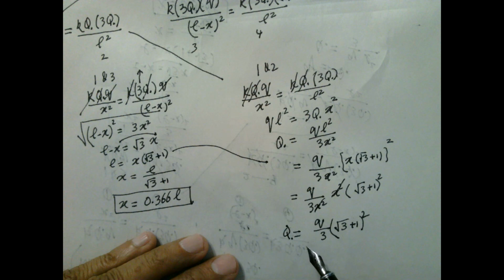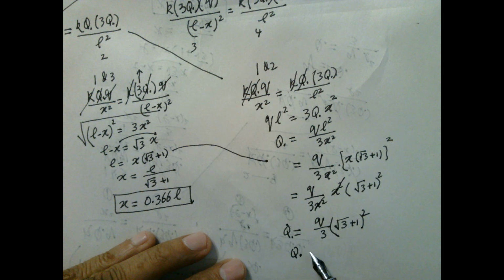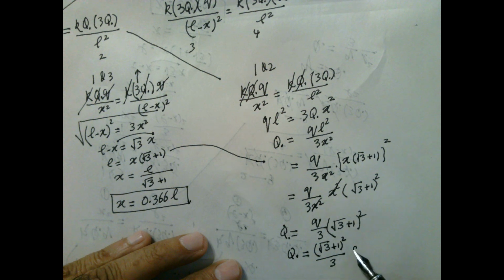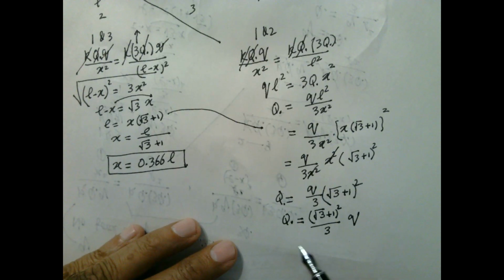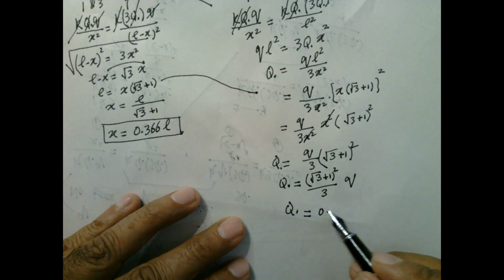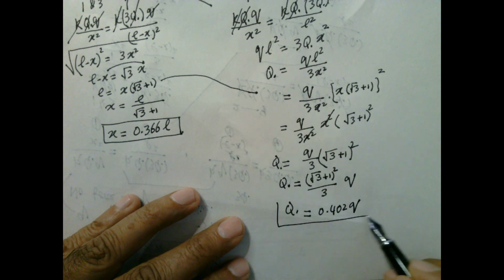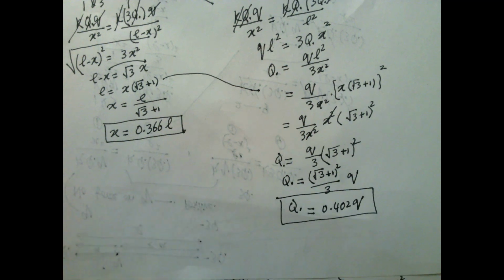So we can say q naught is equal to square root 3 plus 1 whole square divided by 3, into q, or q naught is equal to 0.402 q. So this is the answer.